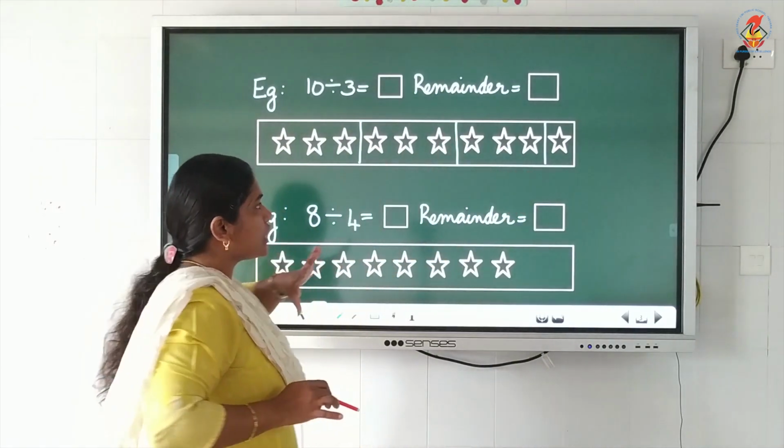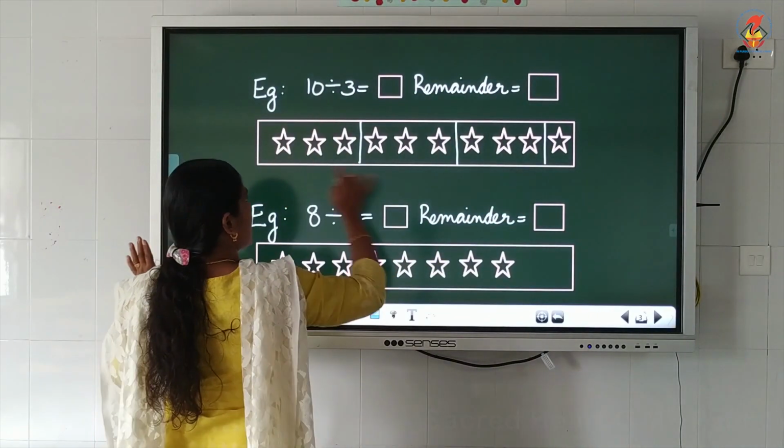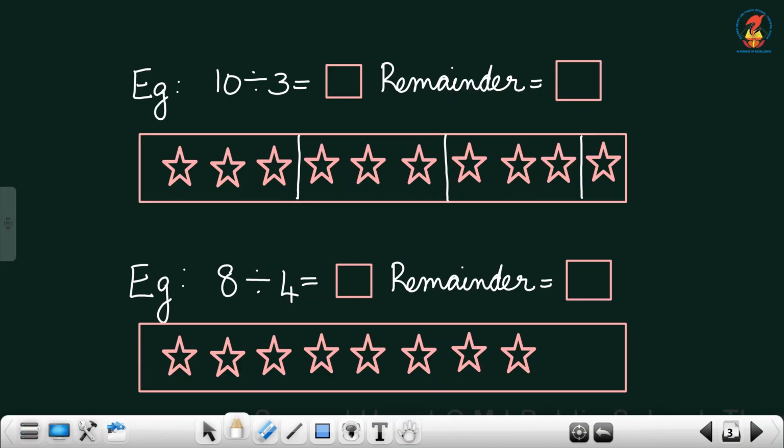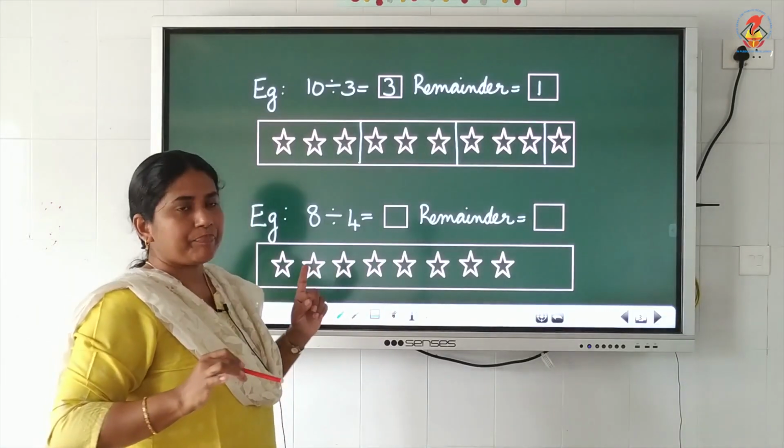Okay, children, look here. 10 stars I make into 3 equal groups, and in each group how many are here? In one group how many stars are here? 1, 2, 3. So in each group 3 stars. So 10 divided by 3 is equal to 3 and the remaining number is 1. So, remainder 1. Is it clear?